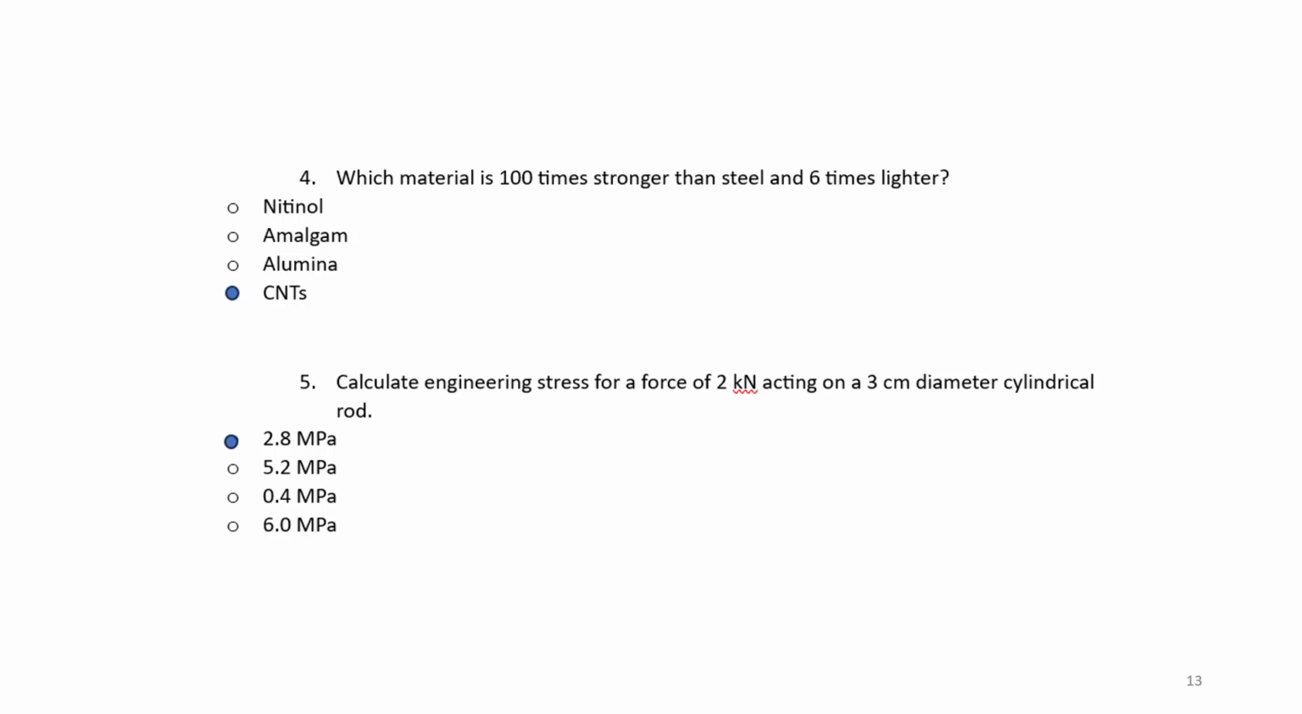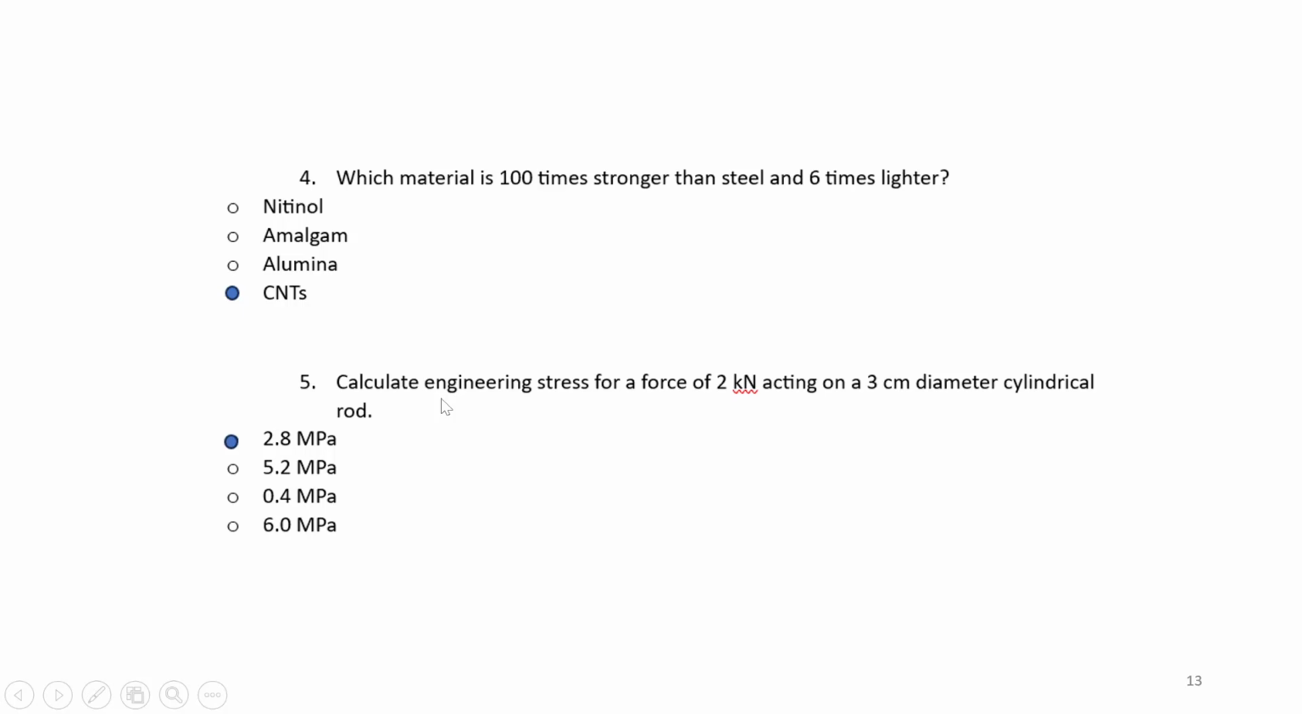Next is which material is 100 times stronger than steel and 6 times lighter? And your options are nitinol, amalgam, alumina and carbon nanotubes. Okay, so correct answer will be CNTs. So CNTs, they have very high strength compared to all the materials that we have tested yet, and also it is very lighter compared to iron, this steel, because steel will be consisting of iron, which is heavy metal, compared to carbon, that is CNT is manufactured from.